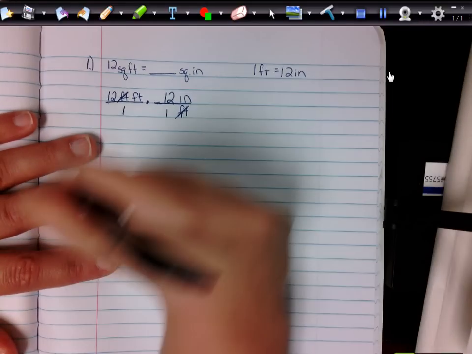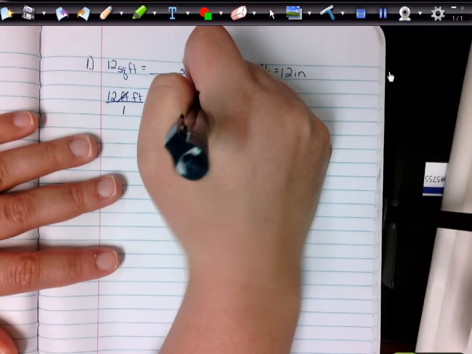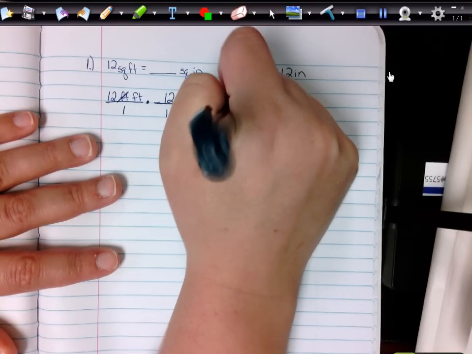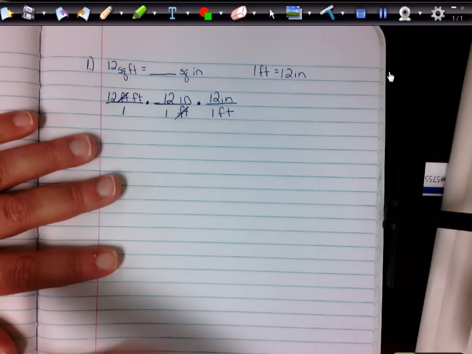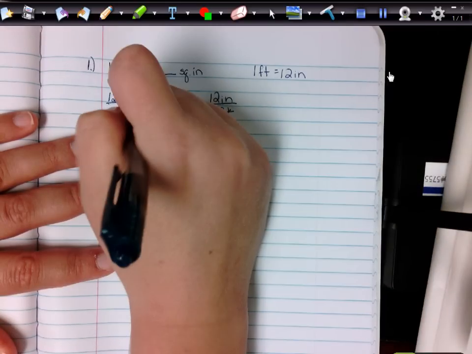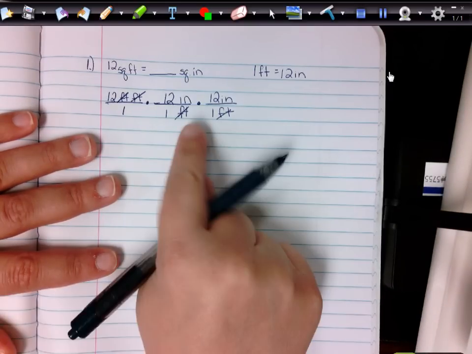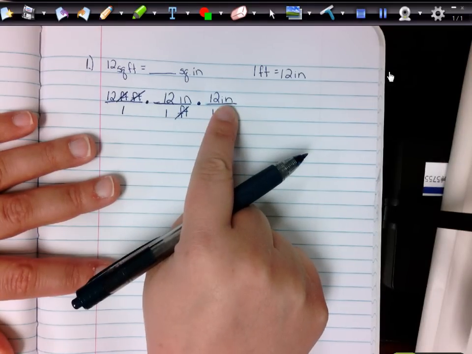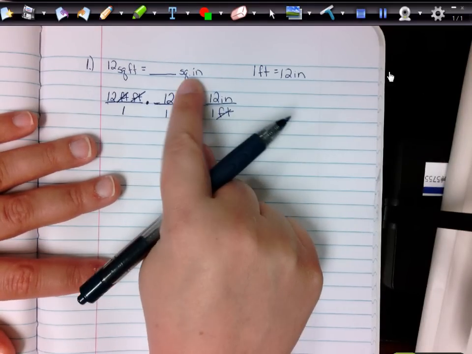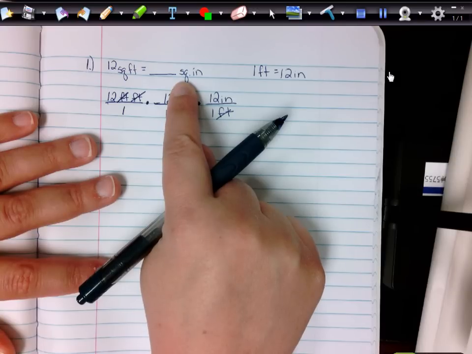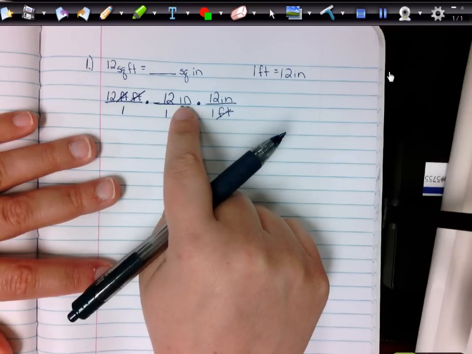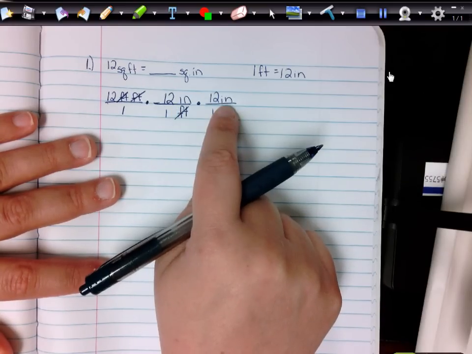But now I still have this other foot left since it's square feet. So what I'm going to do to get rid of that is I'm going to rewrite this again, 12 inches over 1 foot. That way this foot and this foot cancel, and I'm left with inches times inches, which is inches squared, or square inches, which is exactly what I was looking for. Now that I have what I need as far as my units go, I have inches, inches.